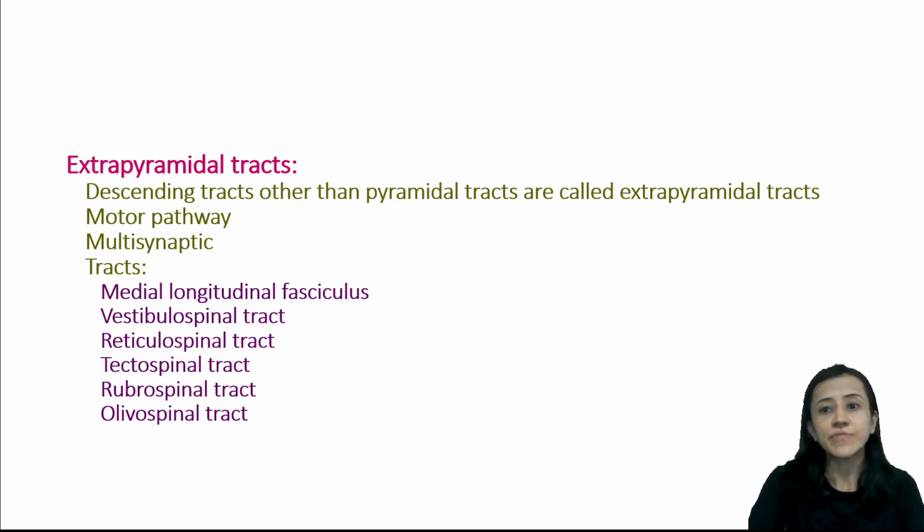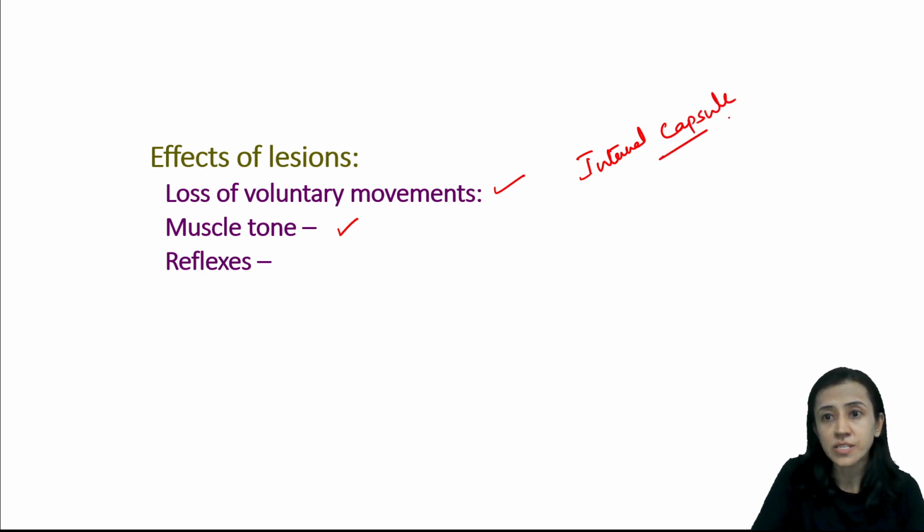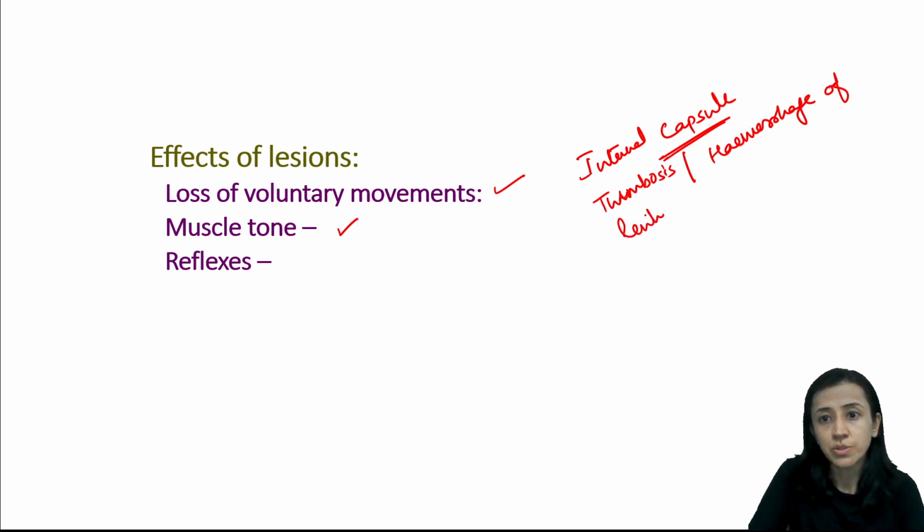Now, applied physiology: one more applied aspect is that the most common site for the lesion of the pyramidal tract is the internal capsule. And what is the reason for this lesion? That is thrombosis or hemorrhage of, try to remember the name of the artery, the lenticulostriate artery. The lenticulostriate artery is a branch of the middle cerebral artery.